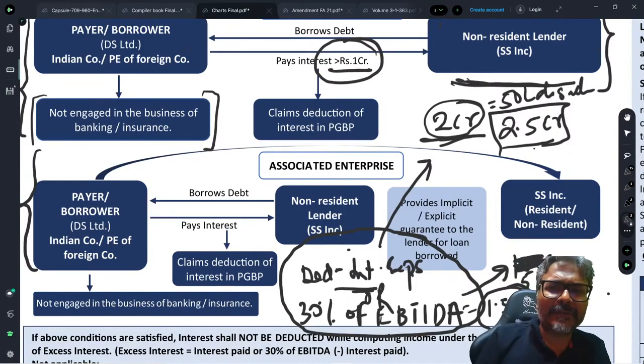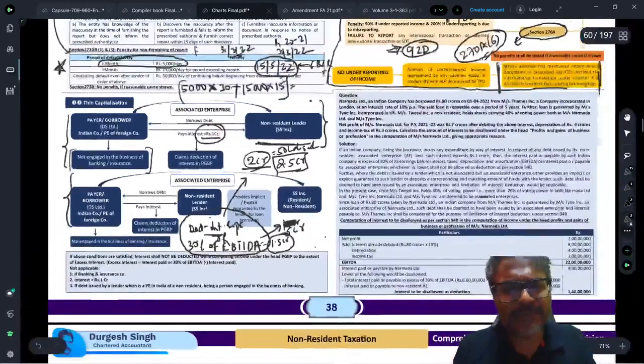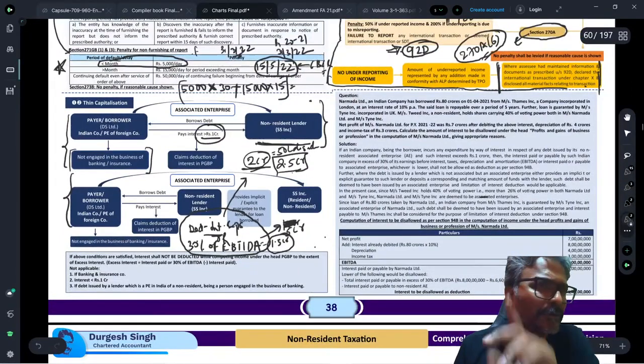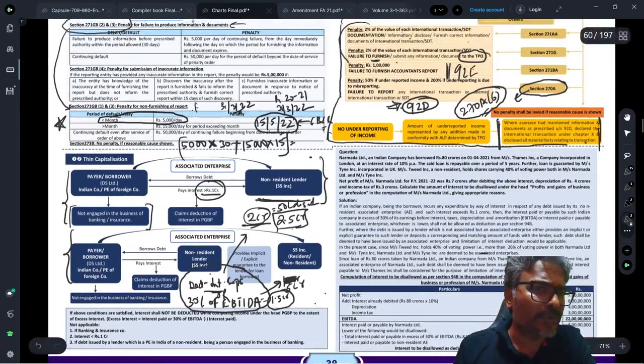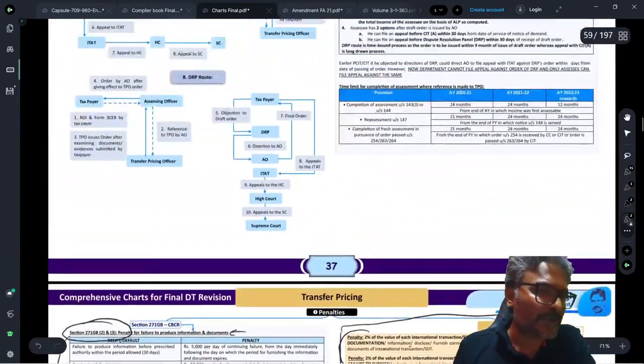With that, students, we are done with this particular thin capitalization. Now, my suggestion would be: methods of ALP, remaining questions, and whatever else we have done, remaining questions, students, you can just do it, wrap it up. It hardly will take you an hour or so.